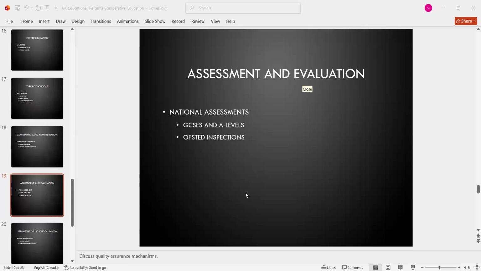And the other thing is assessment and evaluation. Especially in the reforms, they are considering assessment and evaluation methods. If a method is not suitable, they remove it and include new methods. So national assessment, GCSEs and A-levels, Ofsted inspections. Earlier in Sri Lanka, they had school inspectors, but now it is not so. Normally they don't come and check. Earlier, the inspectors used to visit the school and check the standard and quality.